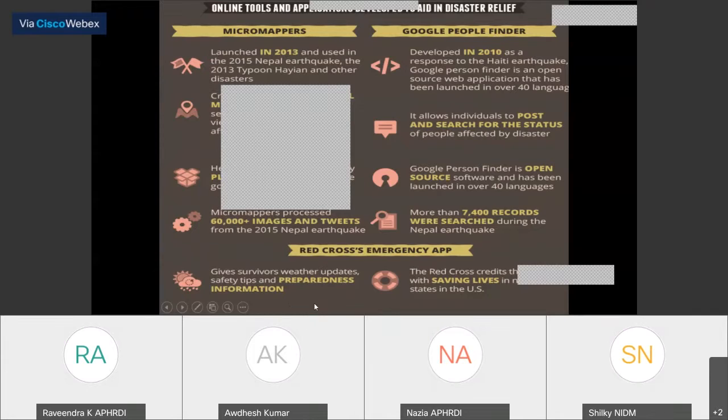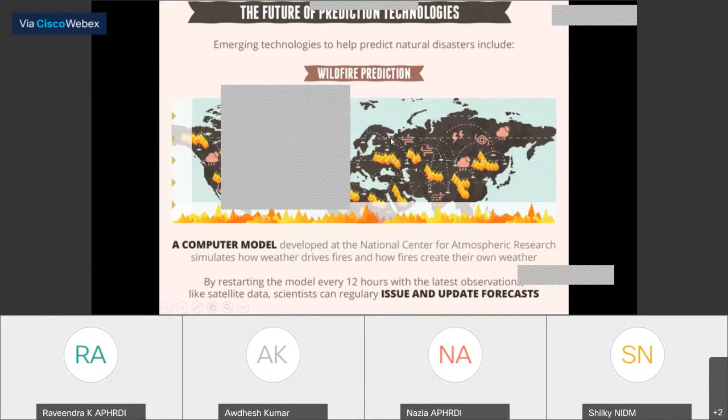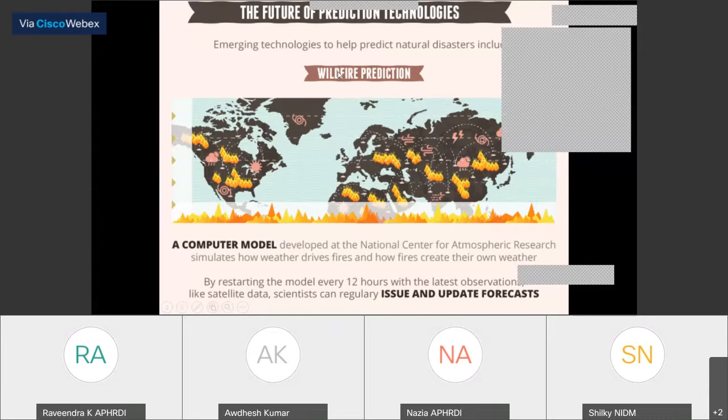So preparedness information, they can get on a real-time basis. The Red Cross credits their application with saving lives in numerous states in the United States. This is also proven technology, and has the future of prediction technology. If we talk about wildfire protection, I will explain in my later slide, so I am not explaining much here.